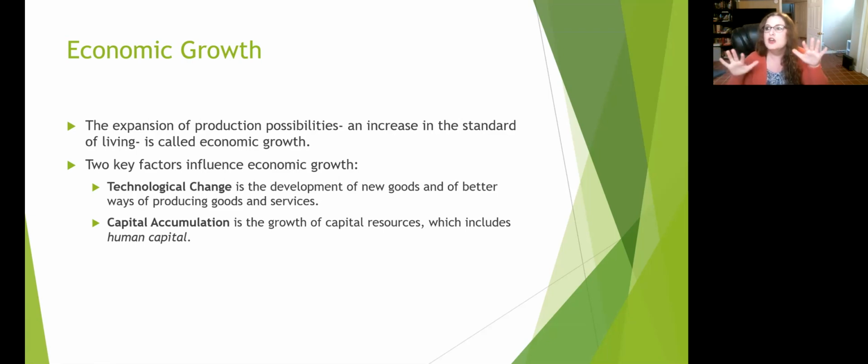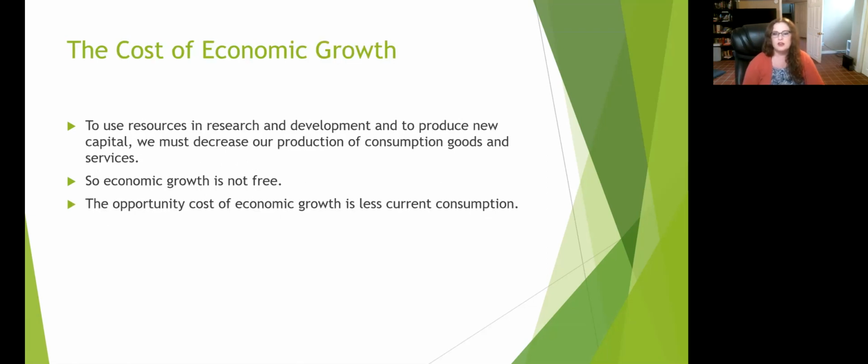And then I can produce so much pizza, and it pushes out the production possibility frontier because our capital input has changed. So we can either have better technology or we can have more technology, or we can have both. And both ways push the production possibility frontier outwards. But there's a cost to economic growth, right? It's not free. Having better pizza ovens was not a free decision, right?